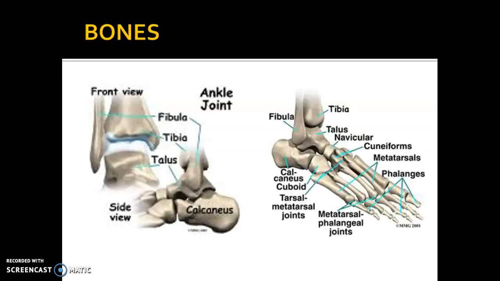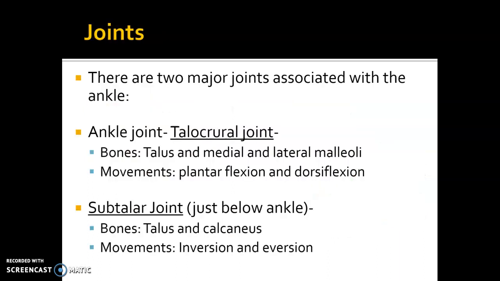So as you can see here, we have two images of the ankle joint. We are going to focus on tibia, fibula, talus, and calcaneus today because those four bones make up the two joints of the ankle. All right, so the two major joints associated with the ankle movement are going to be the talocrural joint and the subtalar joint. The talocrural joint is the true ankle joint, and this consists of the talus and medial and lateral malleoli.